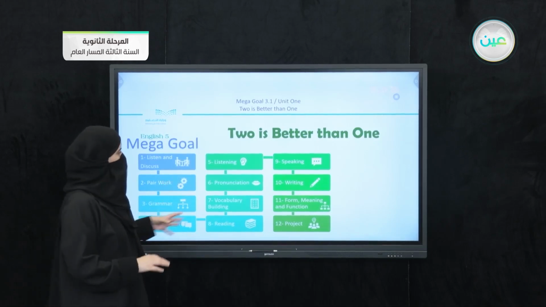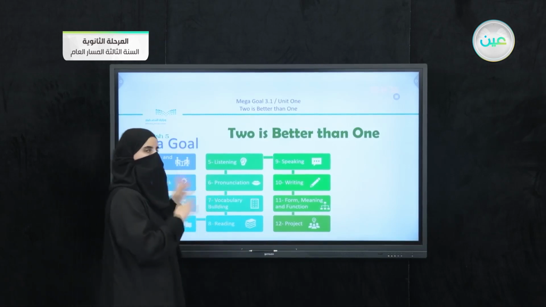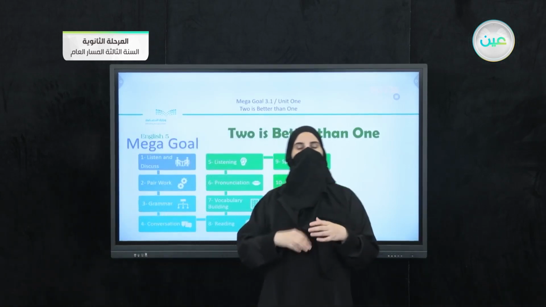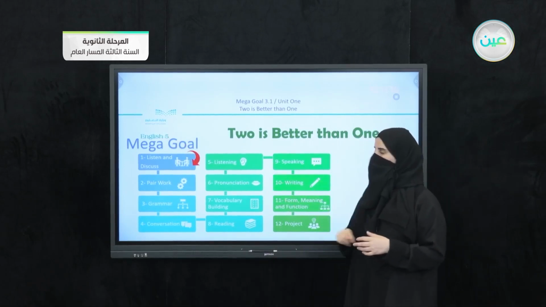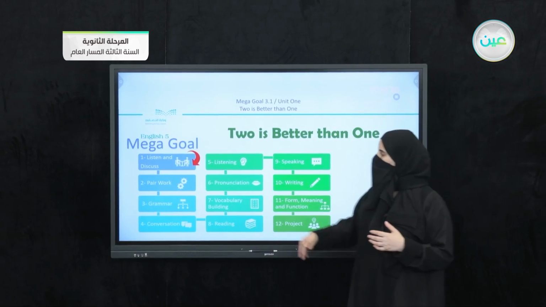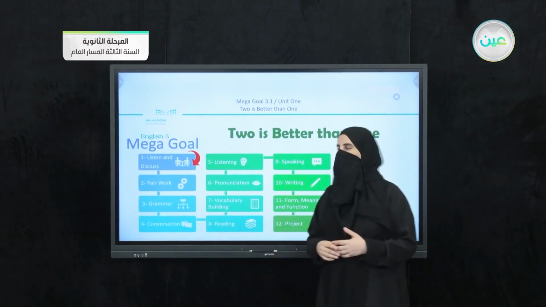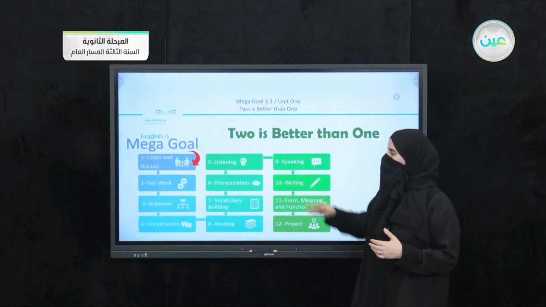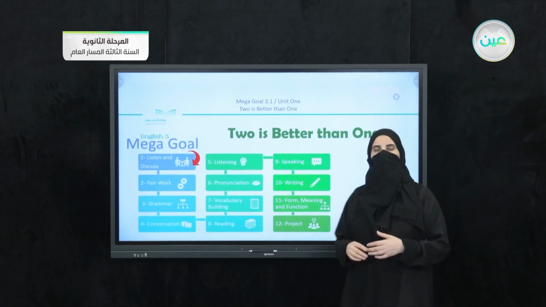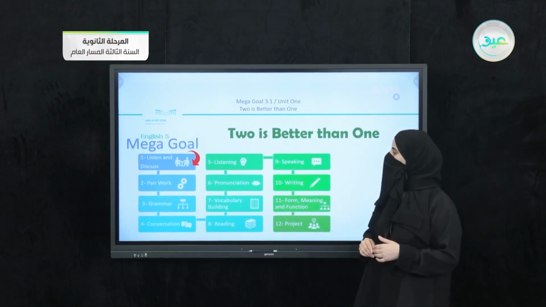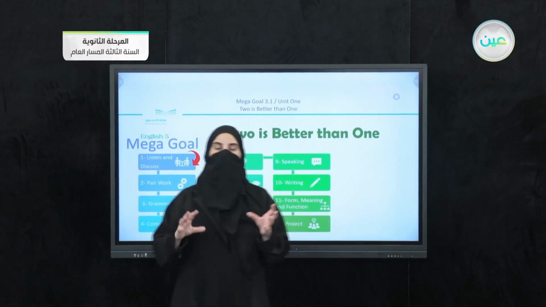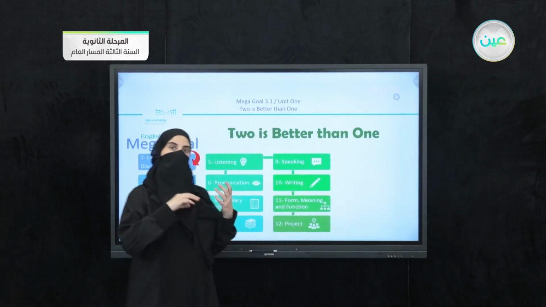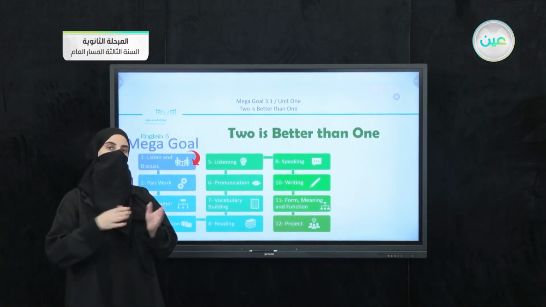Now here you can see that we have a kind of path that we are going to pass by within each unit. Of course, first of all, we're going to start with the listen and discuss. We have here pair work. We have grammar, conversation. Moving on to listening, pronunciation, vocabulary building, reading, speaking, writing, form, meaning and function, and project. So these are all different lessons that we are going to pass by in each unit.